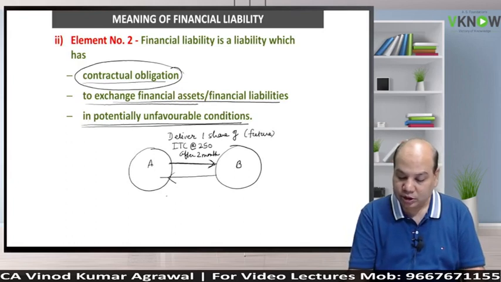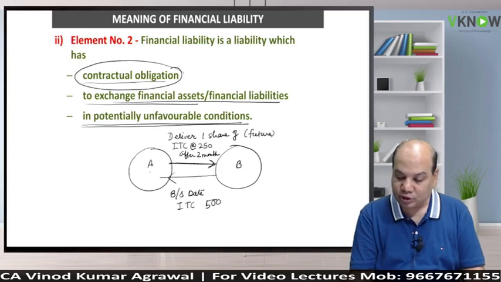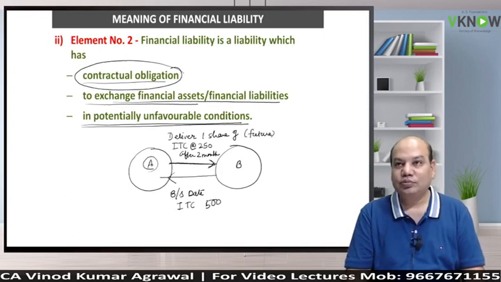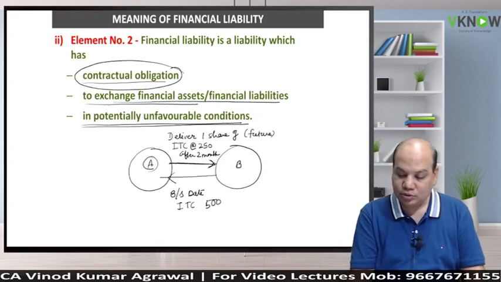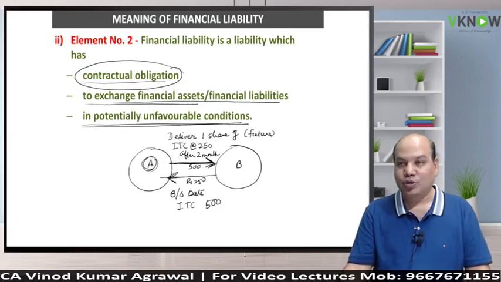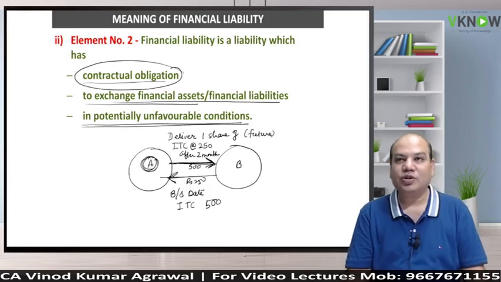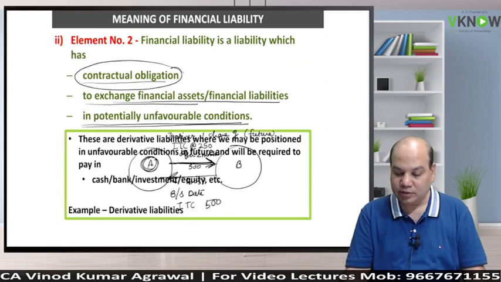Now what happens on the reporting date, on the balance sheet date? ITC price is 500 rupees now. So what is the promise of A to B? I will deliver to you one share of ITC at 250 rupees, but the price on the balance sheet date is 500 rupees. So A will deliver one share and A will receive 250 rupees, but the share which is going to be delivered is worth 500 rupees now. So the contract has turned unfavorable for A, and therefore for A it will become a financial liability.